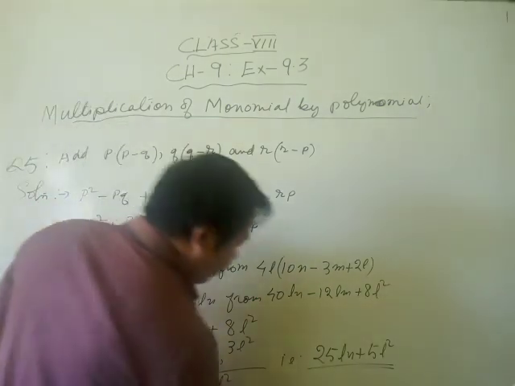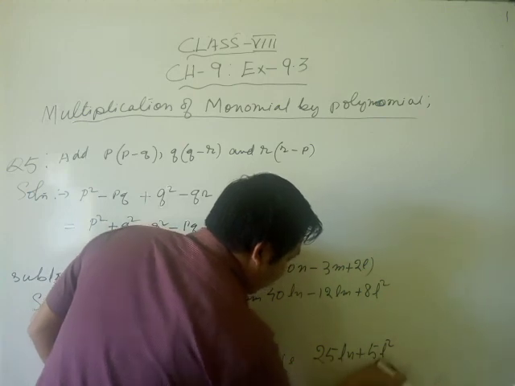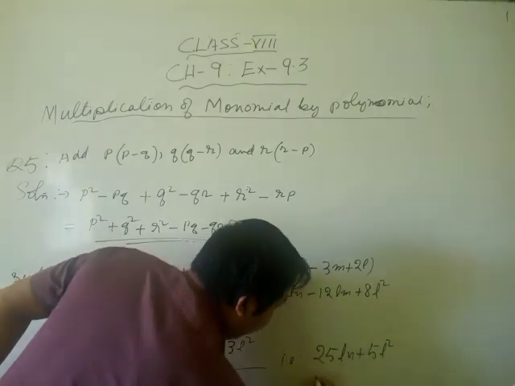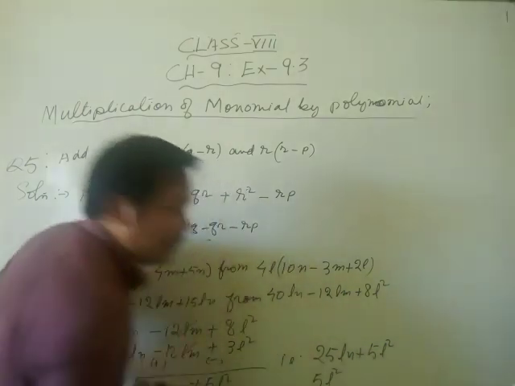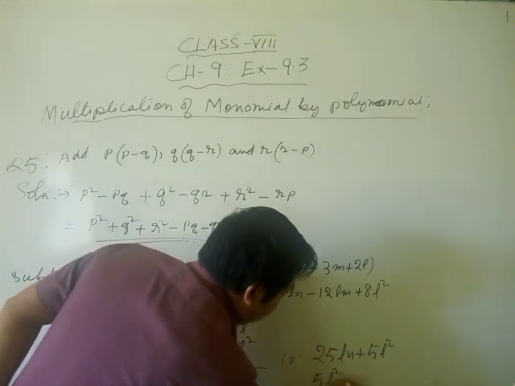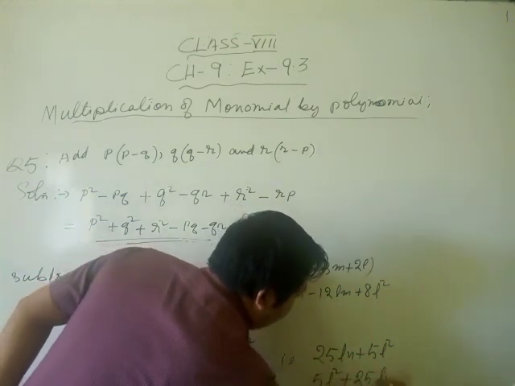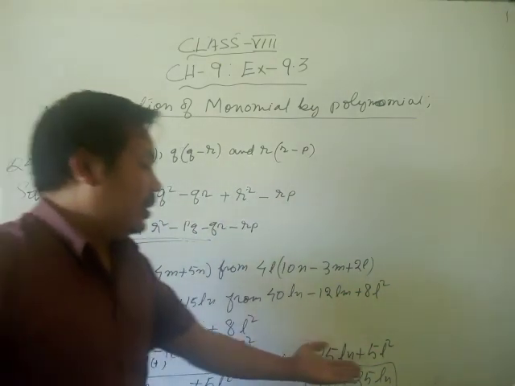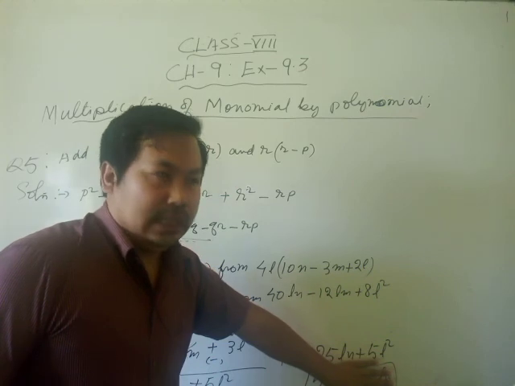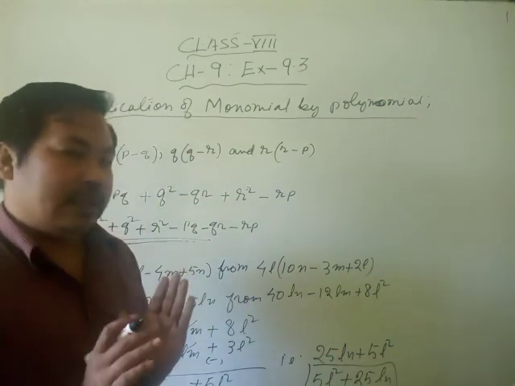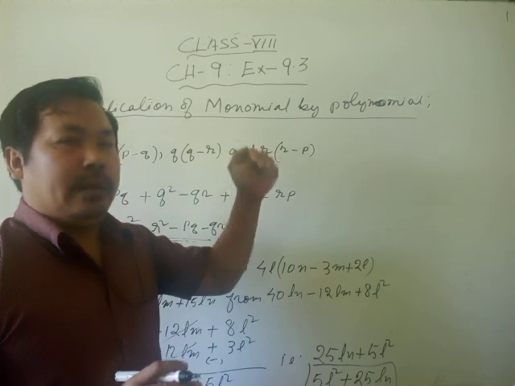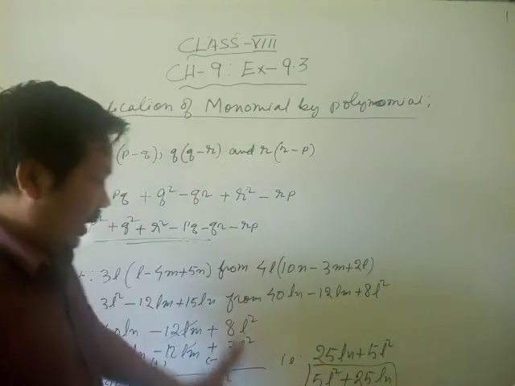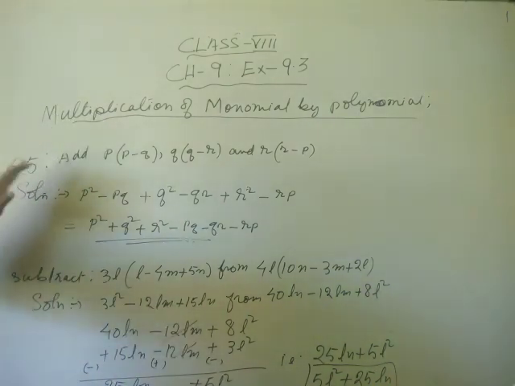Yes, this will be the answer, my dear student. And one more thing to remember: when there is a higher degree, try to write it first, then plus 25 ln. So this is the answer. Just rearrange. It doesn't matter if you don't rearrange, the answer will still be correct. But it is better that you rearrange first, putting the terms with more degree first. No problem. So this is the answer for this question number 5.